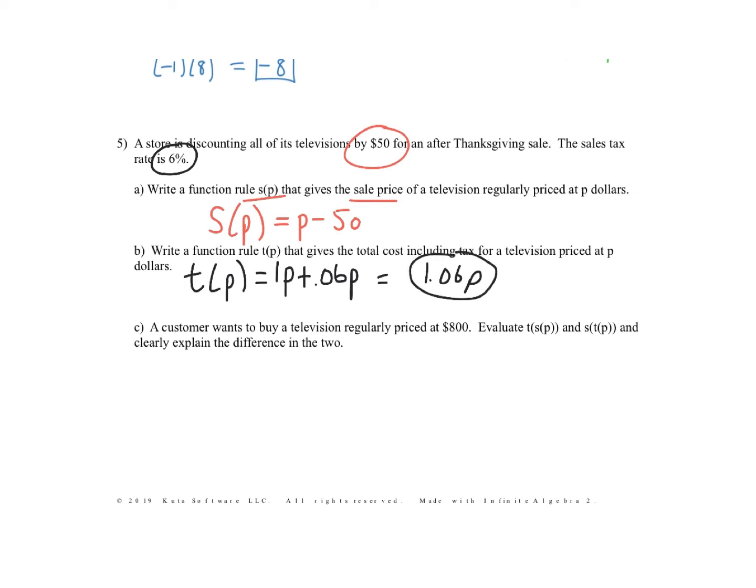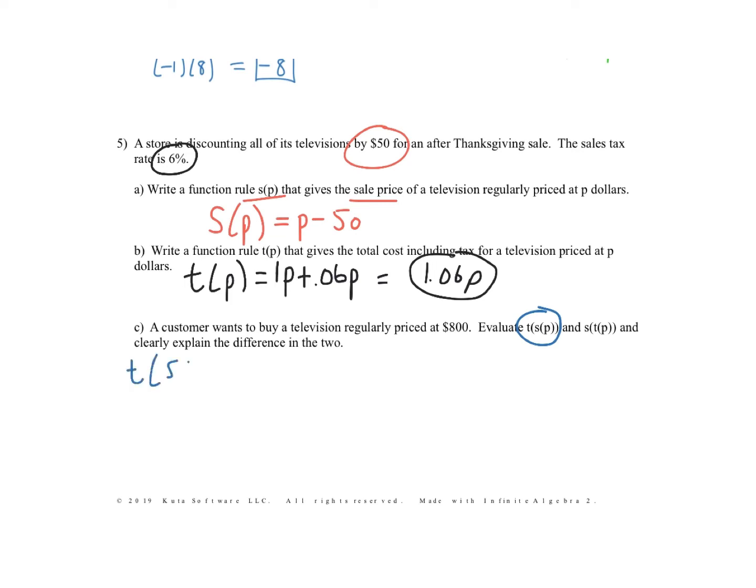Notice I'm not doing anything with the $50 discount. This is just to add tax to any price. All right, now part C, we're going to be doing the sale and tax in different orders. So you've got to watch. On this one, the sale occurs first because it's the inside function.